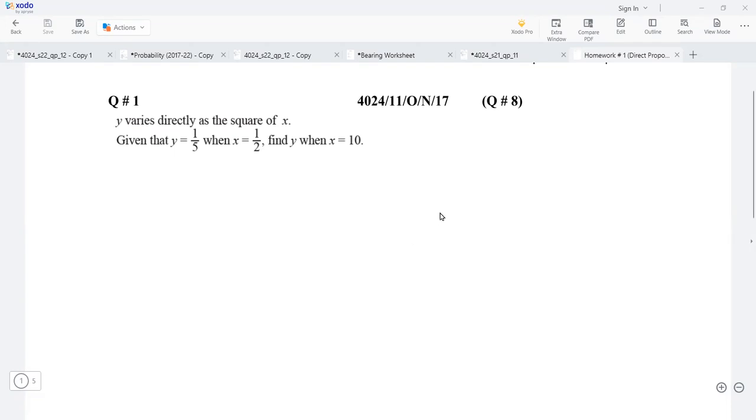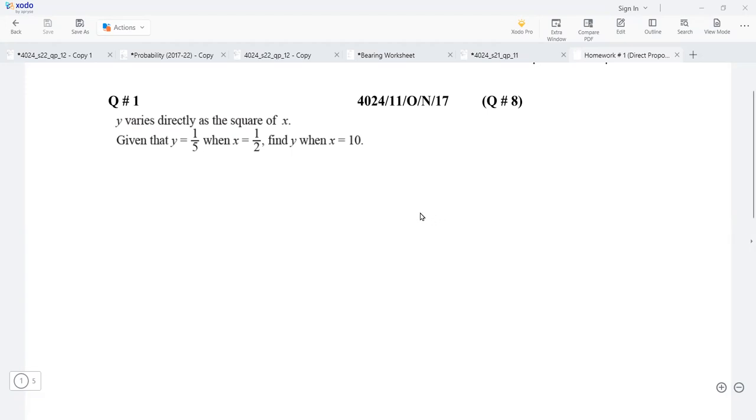And in variation, we are going to discuss direct proportion. So we will discuss the type of questions which are usually coming in CIEs for direct proportions. And after finishing this topic, we will move to inverse proportions.